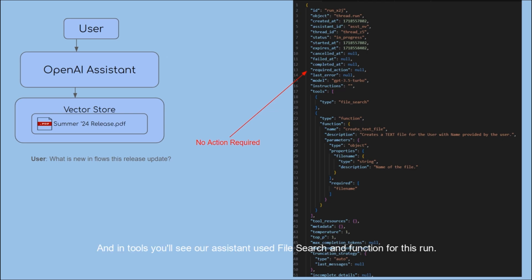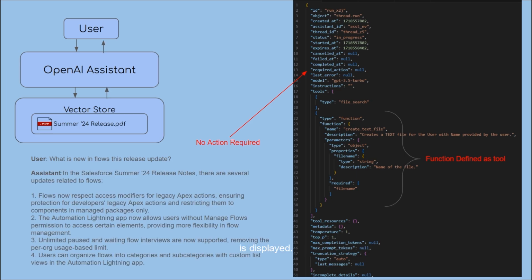And in tools, you'll see our assistant used file search and function for this run. The assistant used our function but didn't call the function because our query didn't match the schema that we defined for our function. So whatever information we got from the file search, it will get back to the user and the message is displayed.